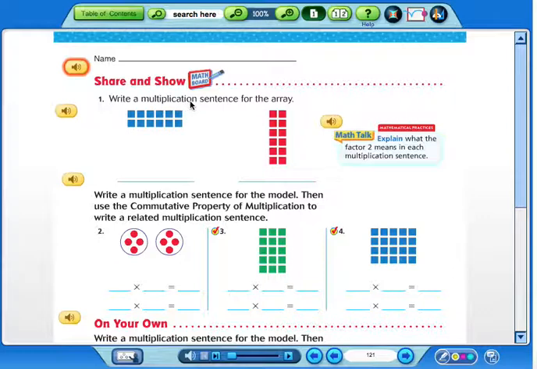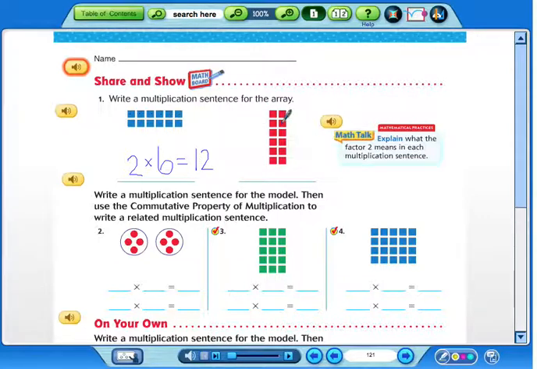It says write a multiplication sentence for the array. So we're going to get our pen ready and write a couple of multiplication sentences here. The first factor is going to be how many rows I have. I have 2 rows, so my first factor is 2. My second factor is how many in each row, so I'm going to count 1, 2, 3, 4, 5, 6. I have 6 in each row, so my second factor is 6. And I'm going to count what I have total to get my product. 2, 4, 6, 8, 10, 12. My product is 12.